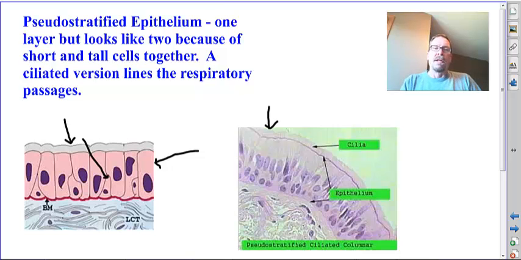Anyhow, that is our quick start to histology and epithelial tissue, and in our next installment we will talk connective tissue.